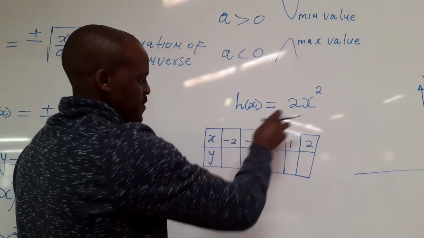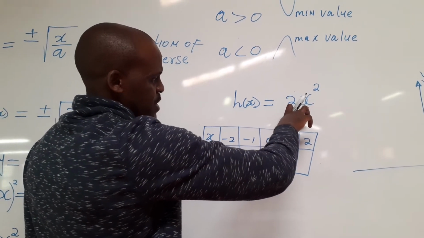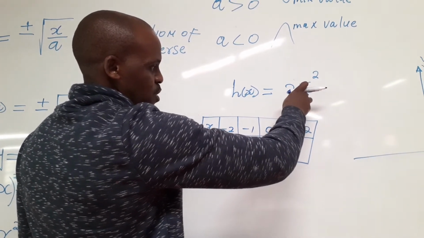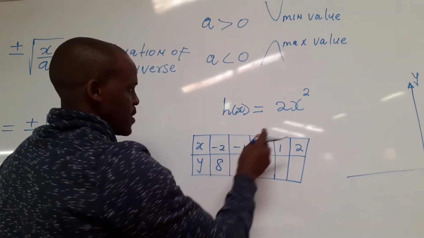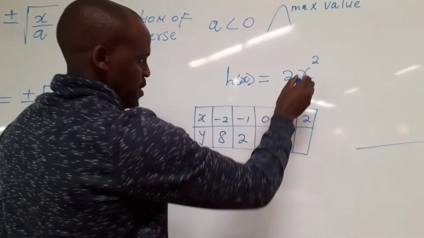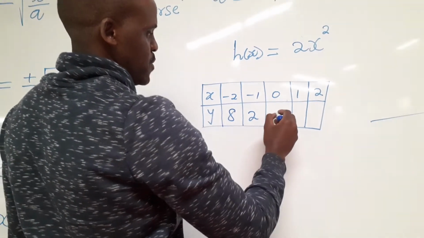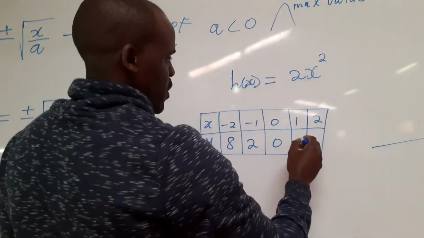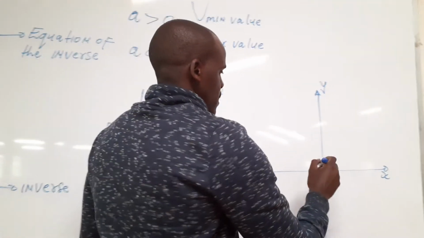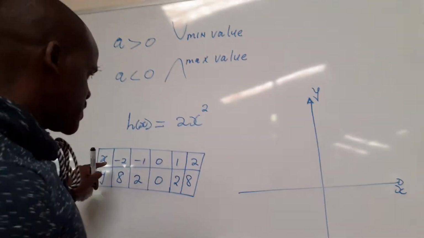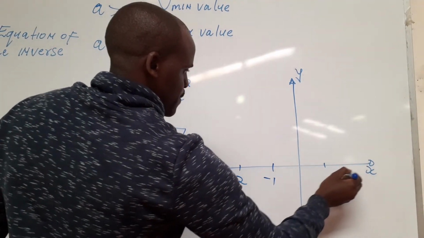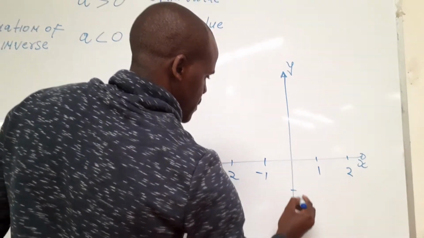If you are to put -2 in the place of x, it will be -2 squared, which is 4, times 2, it's 8. -1 squared is 1, times 2, that's 2. And then put 0 there, it's 0 times 2, that's 0. Put 1, it's 2, put 2, that's 8. So, to sketch this graph, we've got -2, 1 and 2.